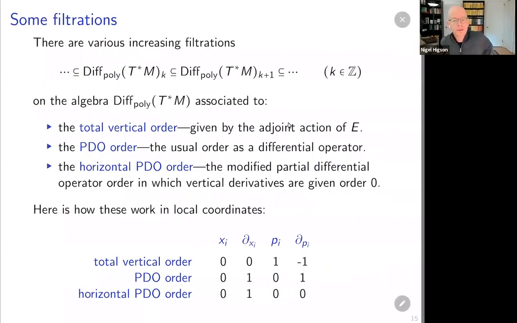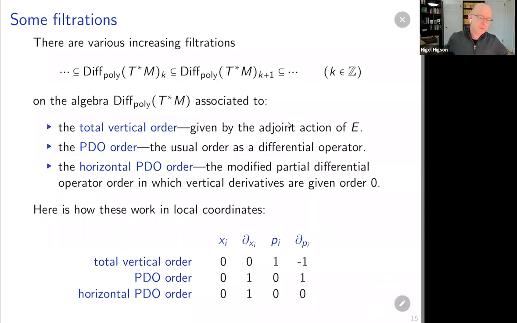Okay, so let's take our algebra of differential operators on T star of M, which have polyhomogeneous coefficients, and let's filter it. When you think about doing that, you see there are all sorts of different filtrations floating around, and that's rather important for what's going to come. First of all, there is the Euler vector field, which I mentioned before, and it acts by conjugation, by Lie bracket, on differential operators. By definition, our algebra of differential operators is graded by this action because it's the direct sum of the integer eigenspaces. So there's a total vertical order given by the Euler vector field.